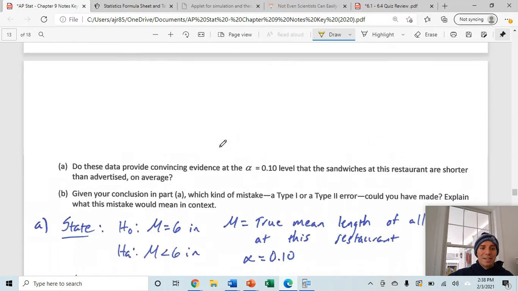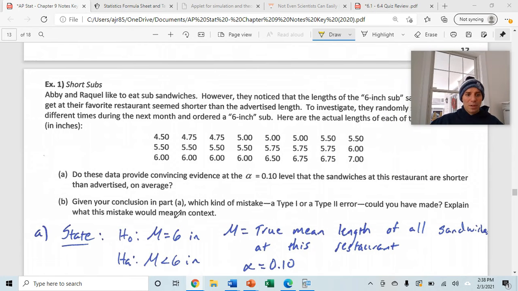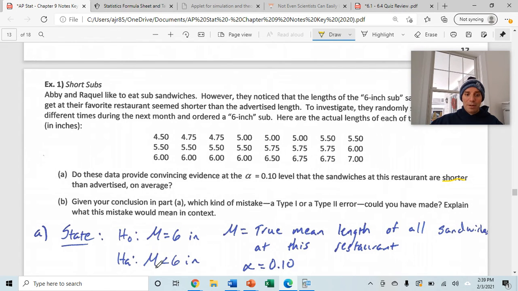So step 1 is state. Let's state our hypotheses and define the parameter of interest. So in stating the hypotheses here, my null hypothesis is that mu is equal to 6 inches. That's my initial claim, what's said to be true. And what they think is that they're shorter. That's the key word there. So that's why my alternative hypothesis is mu less than 6 inches, as we see here.